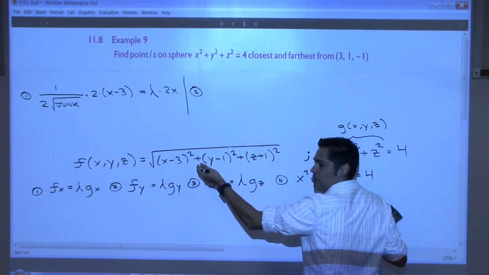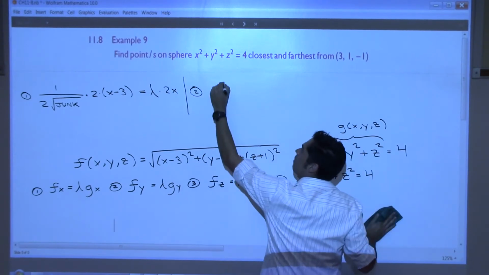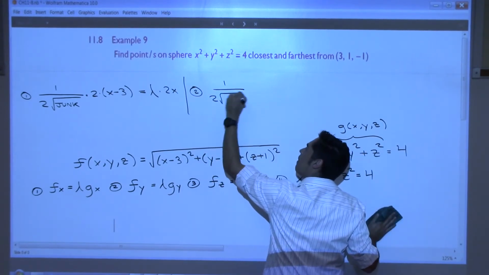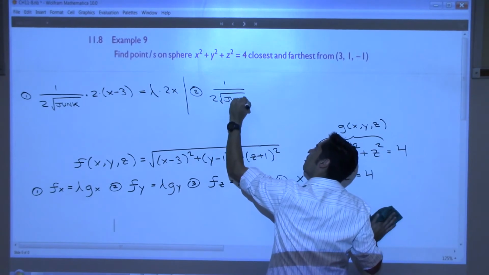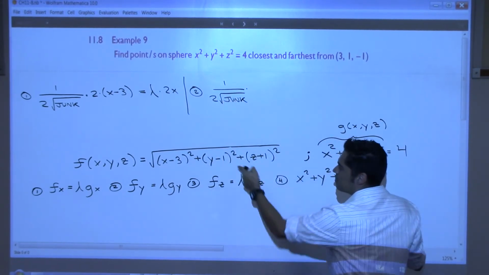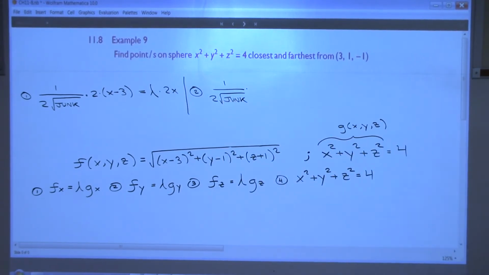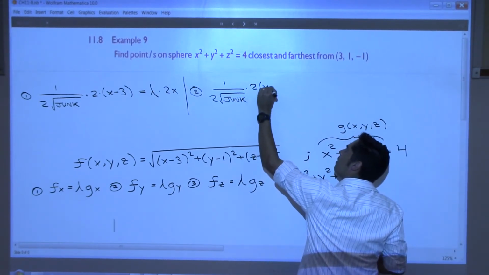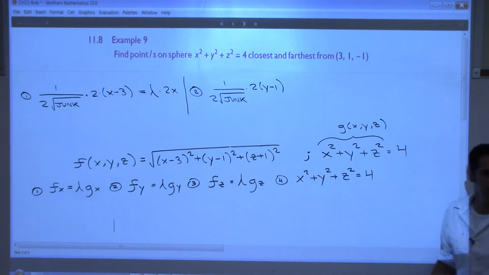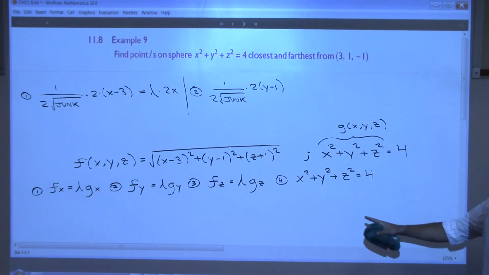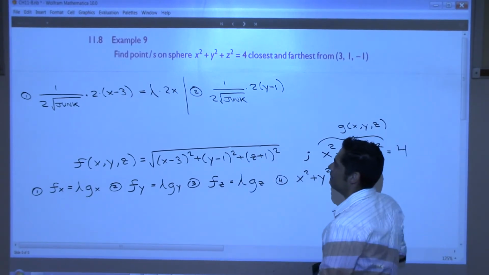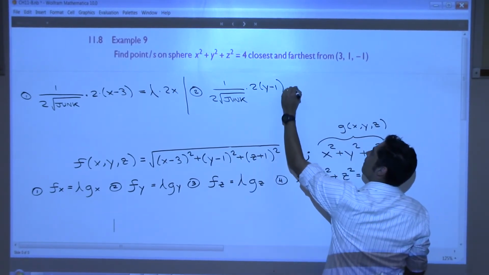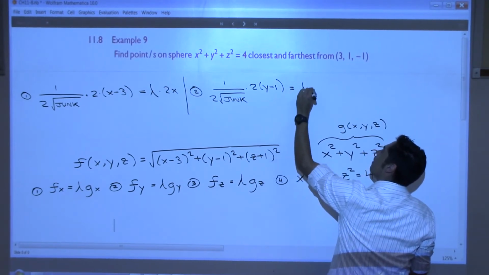Take the derivative of this with respect to y. So I still get 1 over 2 root junk, right? Times, now go inside, the derivative of the inside with respect to y would be 2 times y minus 1. Is that correct? Agree? Yes? Okay. Equals, right? Lambda times 2y.